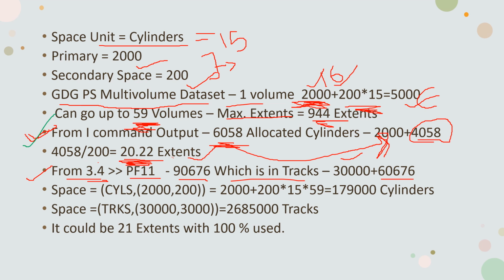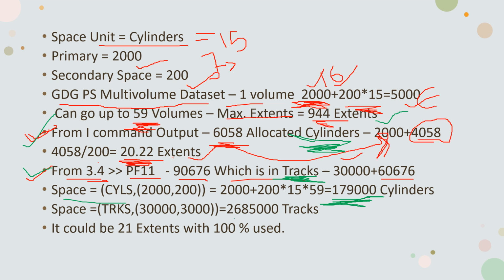Both are correct, but whatever you're seeing when you're giving I is in cylinders, and when you're giving PF11 from 3.4, you're seeing it in tracks. Okay, and this is how it is allocated. She also asked how much that dataset can grow. The maximum extents we know is 944 extents only. Maximum it can grow up to 944 extents, but it can take up to 1,79,000 cylinders. That dataset can take 1,79,000 cylinders.